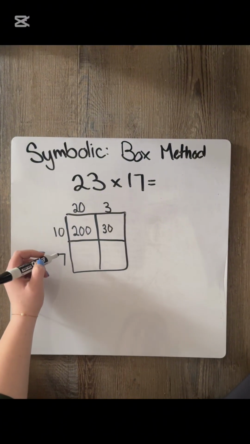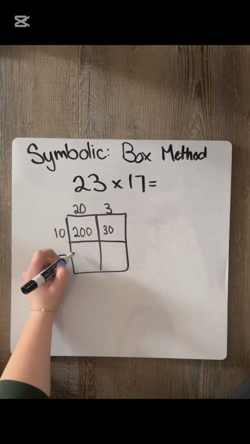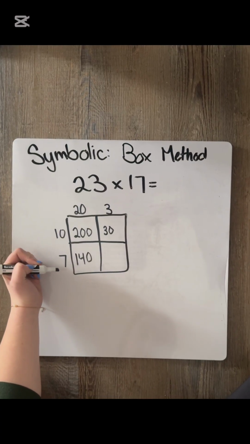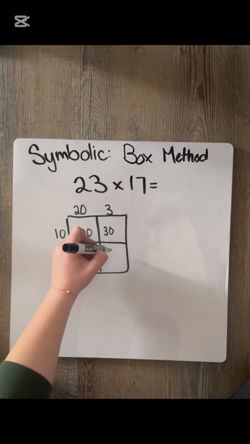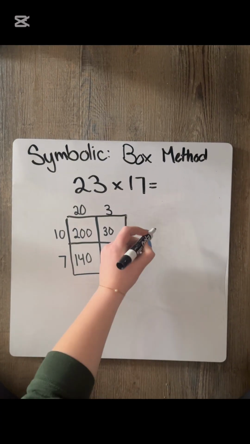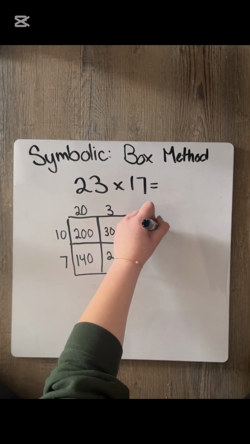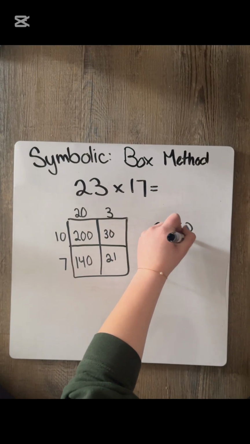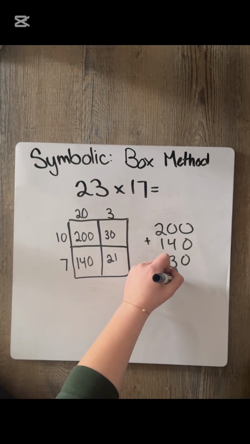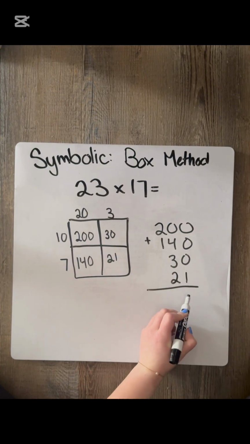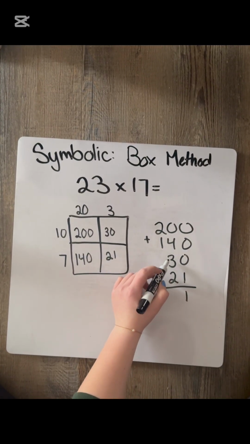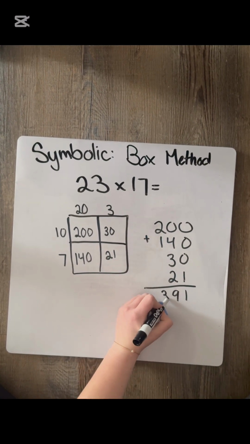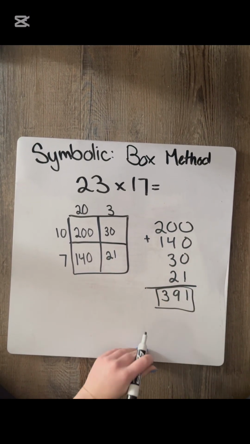20 times 7 is the same as if I do 2 times 7 is 14 and add a 0, giving me 140. And for 7 times 3, that is 21. So on the side, I'm going to add these up, and I'm going to start with the biggest number, which is 200. I'm going to add 140, 30, and 21. So if I start in my ones column, I have 1. 4 plus 3 is 7, plus 2 is 9, and 2 plus 1 is 3, giving me 391.